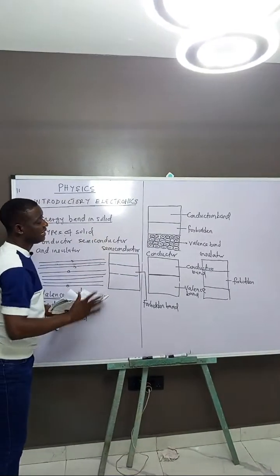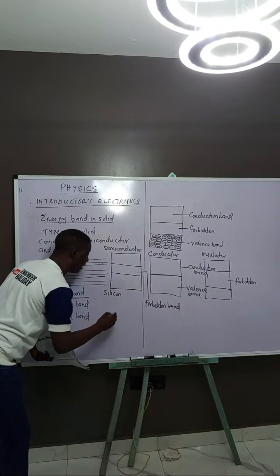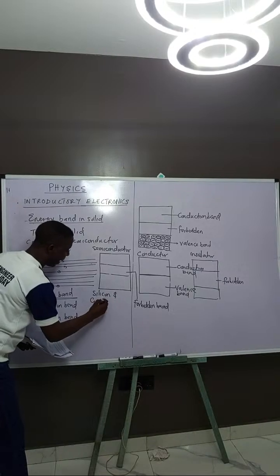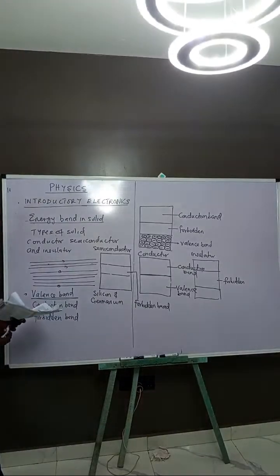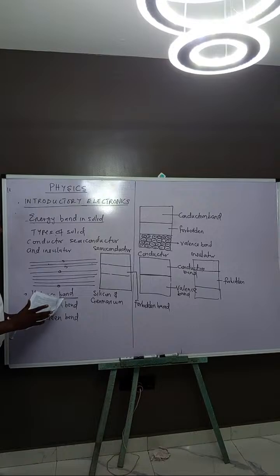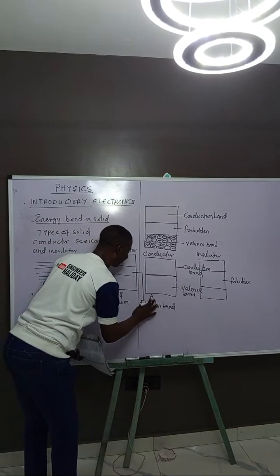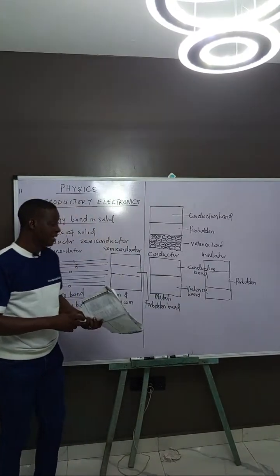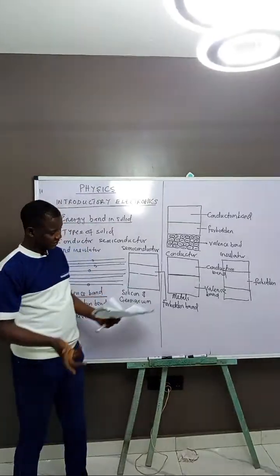So these are insulators. What about semiconductors? We have silicon and germanium. These are the two popular types of semiconductor that we have. For conductors, they are majorly metals, for example zinc, aluminum, copper, and so forth.